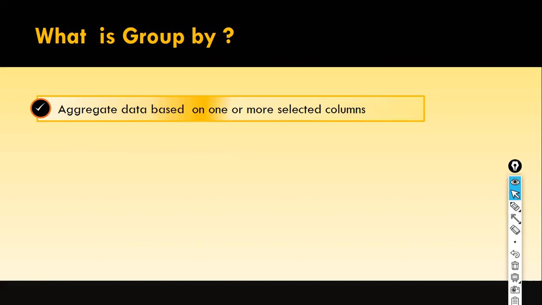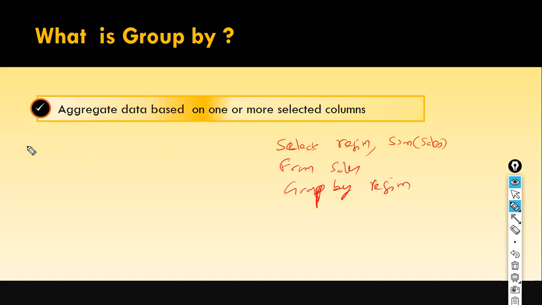So based on a column, if you want to perform some aggregation, you can use an aggregation function. For example, in a SQL query, you write something like: select region, comma, sum of sales, from, let's say, the sales table, and you are doing group by on what? Region.